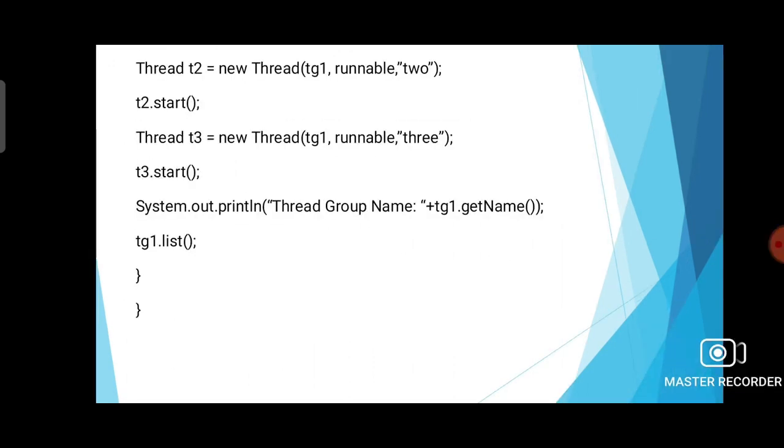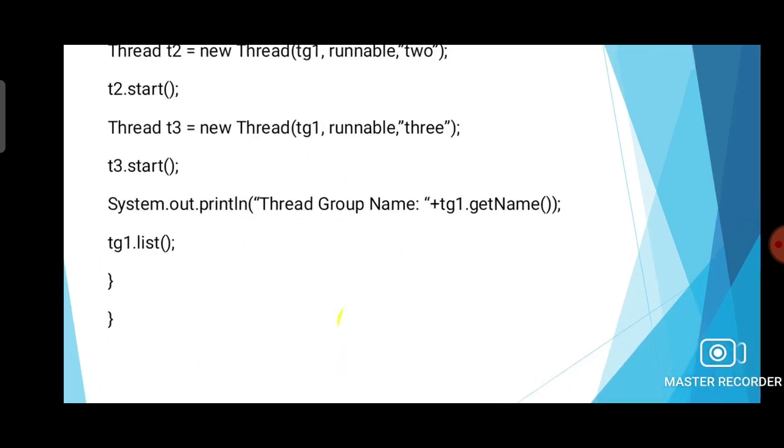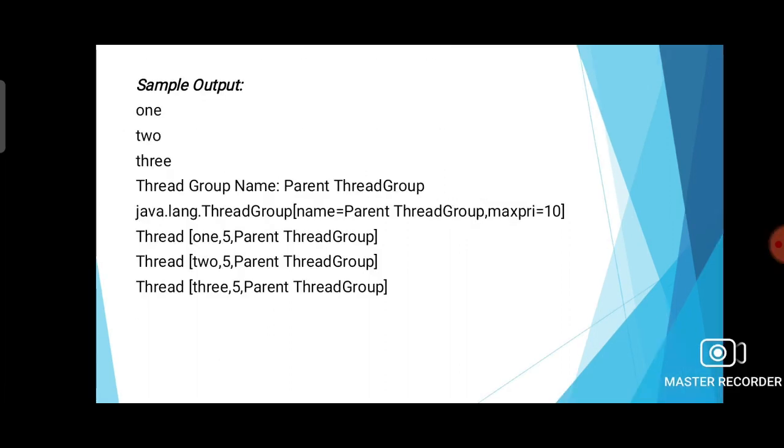Okay, finally we are applying another method, that is the list method, tg1.list. The list method will be used to print all the details about the thread group. Actually tg1 is our thread group object, so all the information about the particular thread group will be printed by this list method.